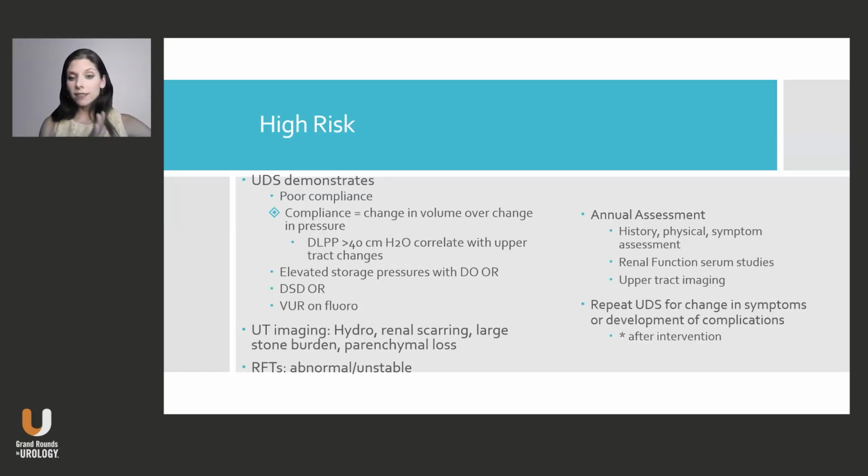Now, in addition to treating these high-risk features in order to bring them down into a more moderate or even a low risk, we're going to want to do an annual assessment to make sure that we're not getting back into this high-risk category. So that's, again, your history, your physical, your symptom assessment, annual renal function serum studies, and annual upper tract imaging. We repeat urodynamics as we talked about before for any change in symptoms or development of complications, but also importantly, after any intervention. So if I have a patient who I do a urodynamics on, they have poor compliance, and I decide I'm going to treat that with Botox, for example, I'm going to want to repeat my urodynamics after the Botox to make sure that my compliance has gone down to normal or to an acceptable range.